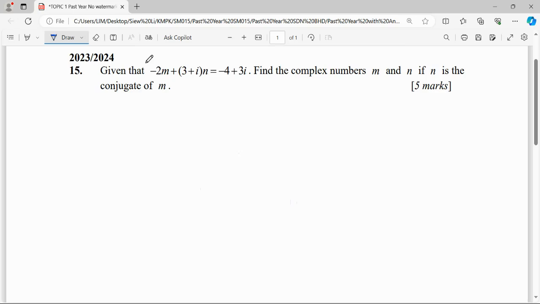Hi everyone. For this question, given that negative 2m plus 3n plus in equals negative 4 plus 3i, find the complex numbers m and n if n is a conjugate of m.